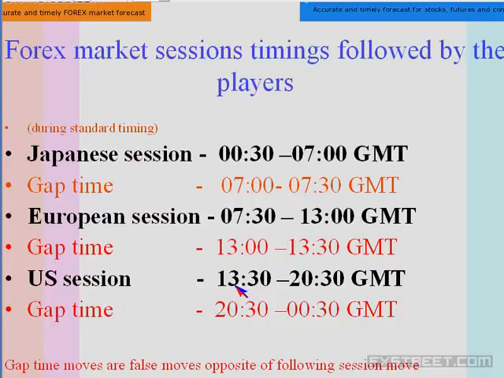That is from 13:30 to 20:30 GMT. Then there is a 4 hours gap, 20:30 to 00:30 next day. And during that gap time only, you find that they make again a false move.